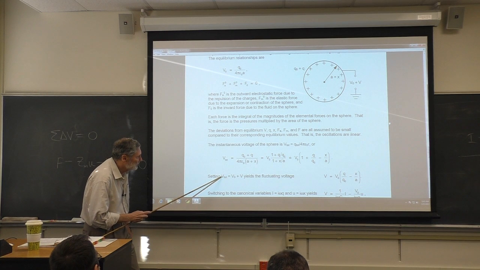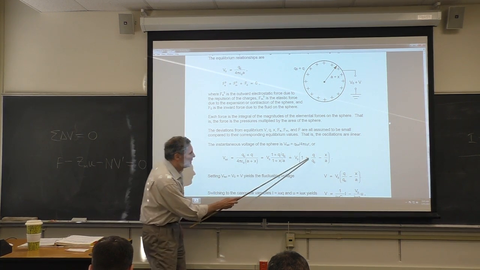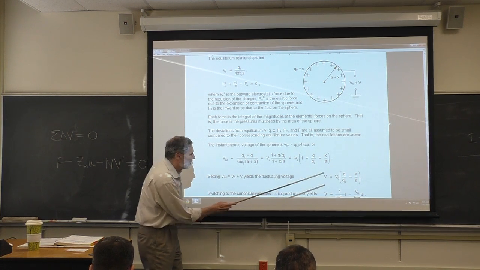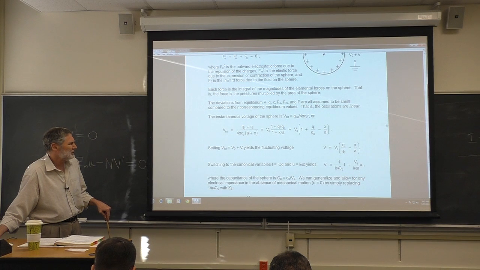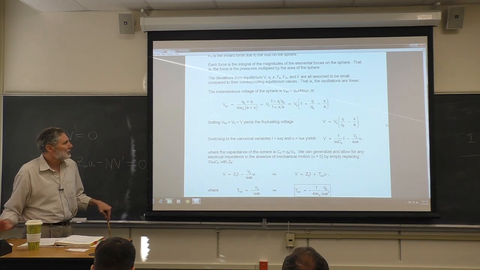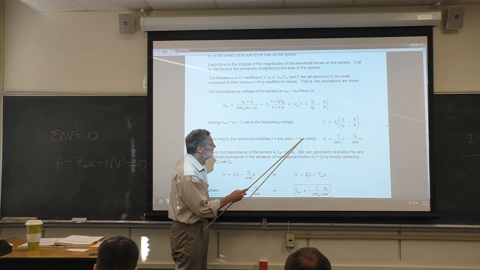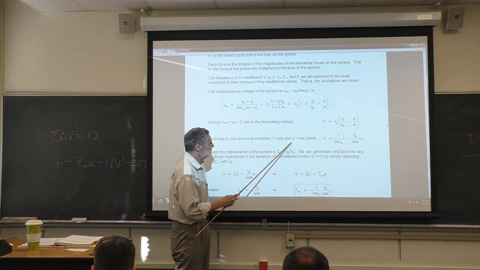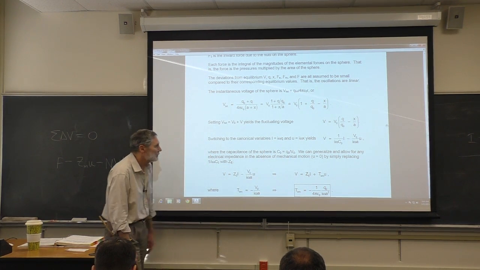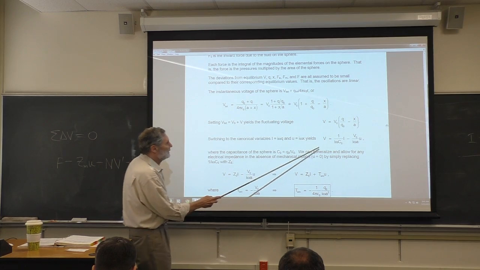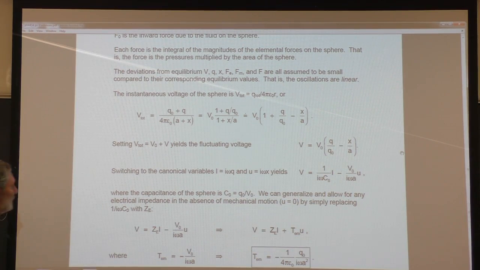So the total voltage is the equilibrium plus the fluctuating voltage. This allows us to find the fluctuating voltage. It's right there, times V naught. Now I'm going to switch to our canonical variables. Instead of charge and displacement, we're going to deal with current and velocity, because that's what's in the transduction equations. So I introduced I omegas. I think you're familiar with that by now, so that's no problem.